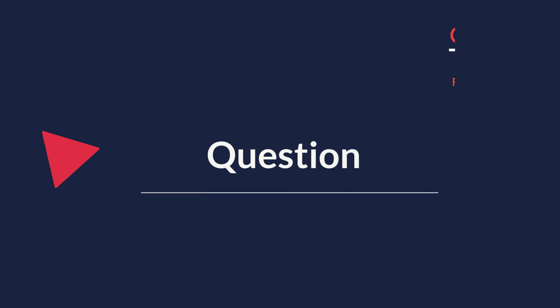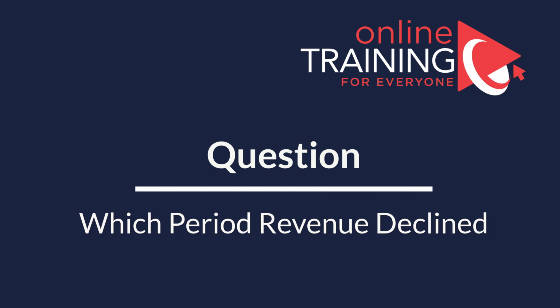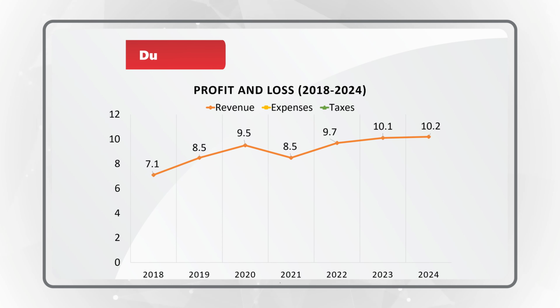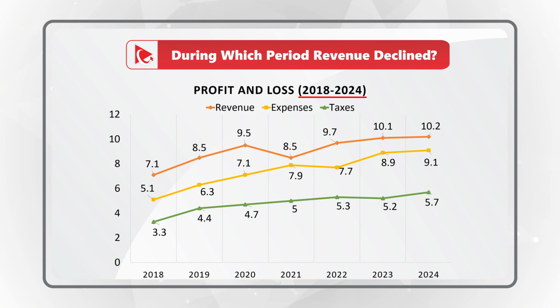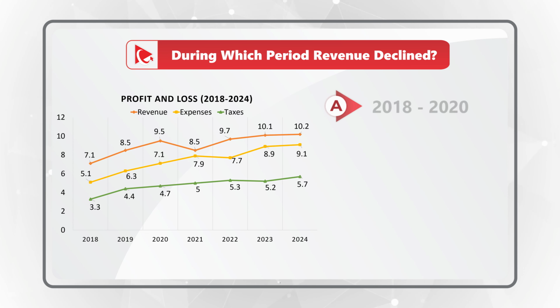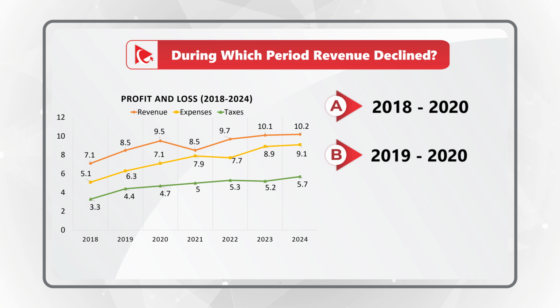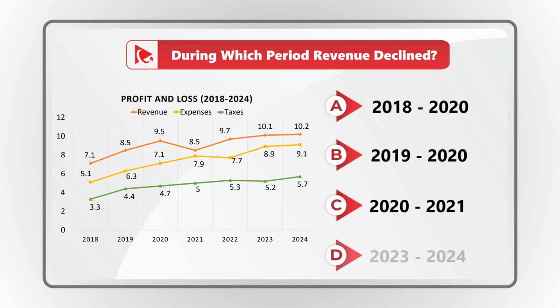And now it's time for you to practice your skills to see if you can come up with the answer. You're presented with a chart of profit and loss between the period of 2018 and 2024. The chart shows revenue, expenses, and taxes. And you need to determine during which period revenue declined. You have 4 different choices to choose from: A, 2018 to 2020, choice B, 2019 to 2020, choice C, 2020 to 2021, and then choice D, 2023 to 2024.